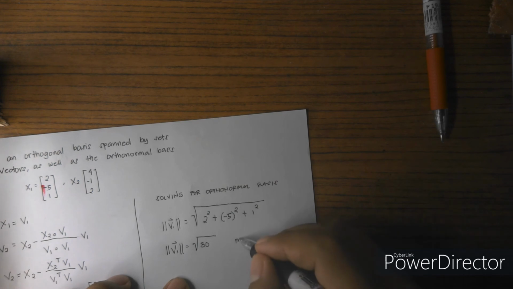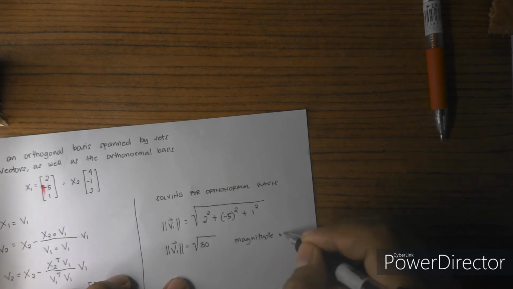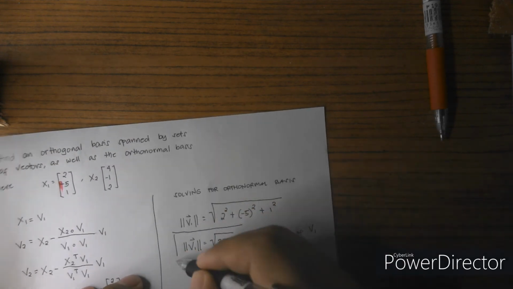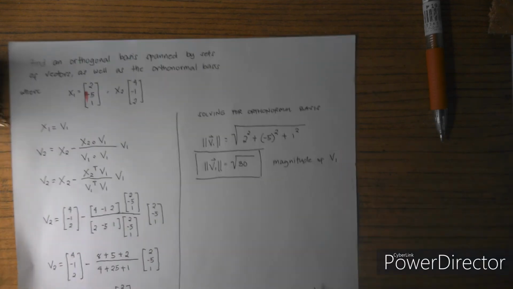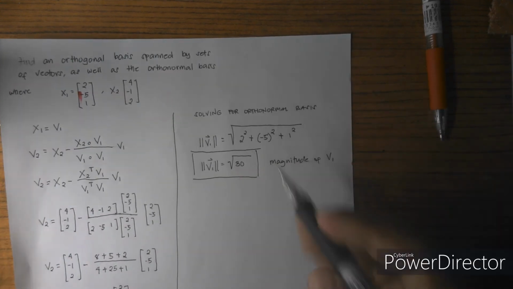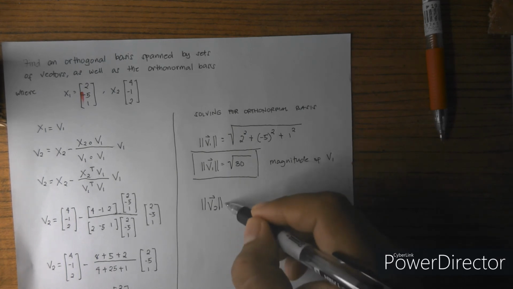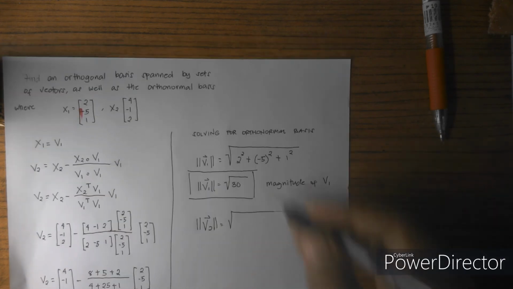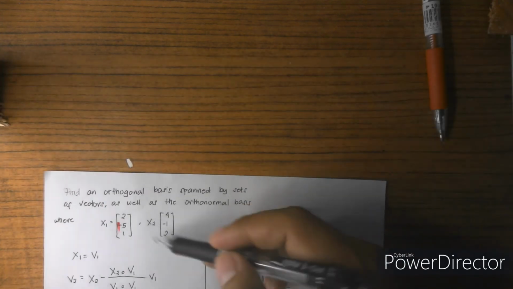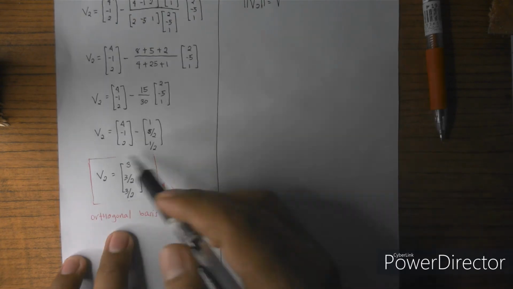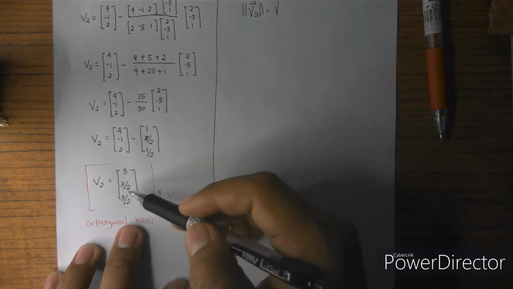So this is the magnitude of our v1. Now we also have to solve for the magnitude of our v sub 2. Same formula. Instead of using this one, we will now use our orthogonal basis. So we will use the components here, since this is our orthogonal basis already.